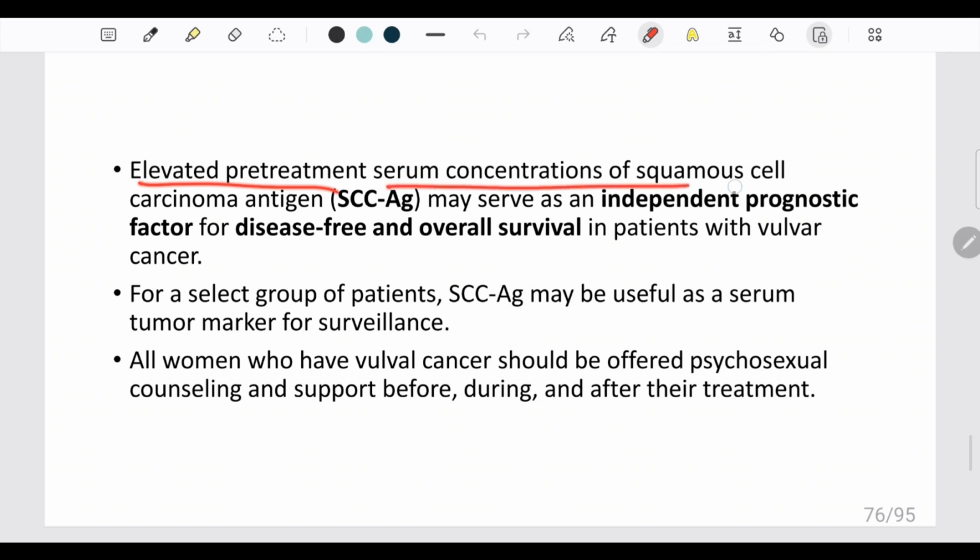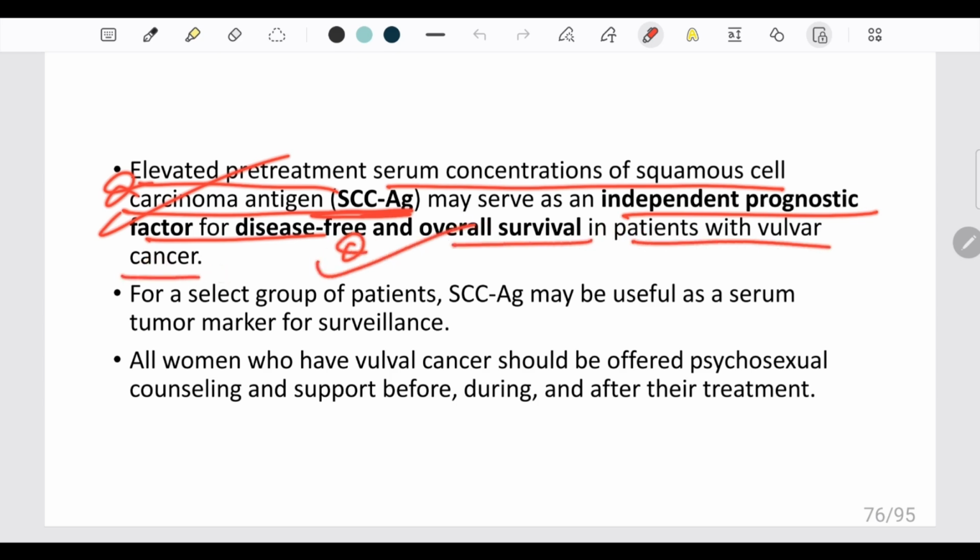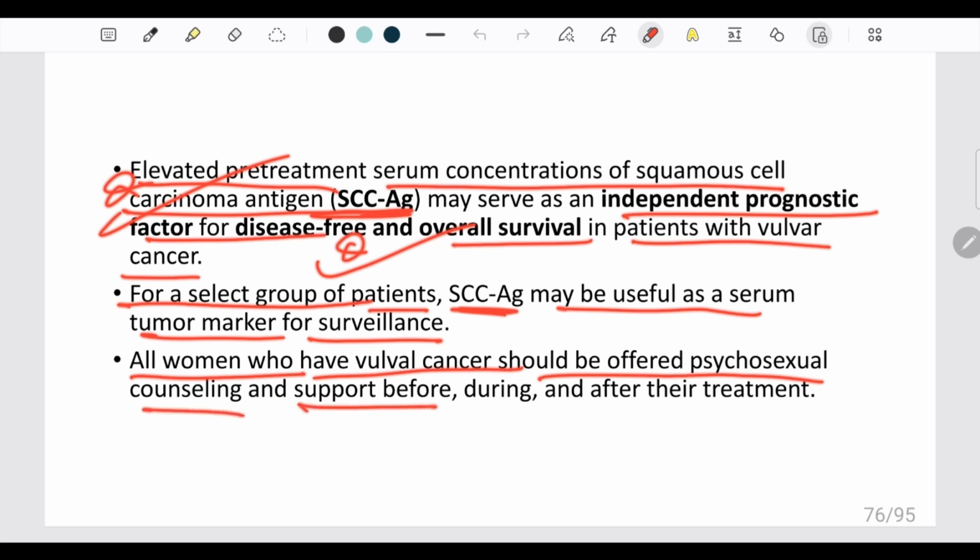Elevated pre-treatment serum concentration of squamous cell carcinoma antigen may serve as an independent prognostic factor for disease-free and overall survival in patients with vulvar cancer. For a select group of patients, squamous cell cancer antigen may be useful as a serum tumor marker for surveillance. All women who have vulvar cancer should be offered psychosexual counseling and support before, during, and after their treatment.